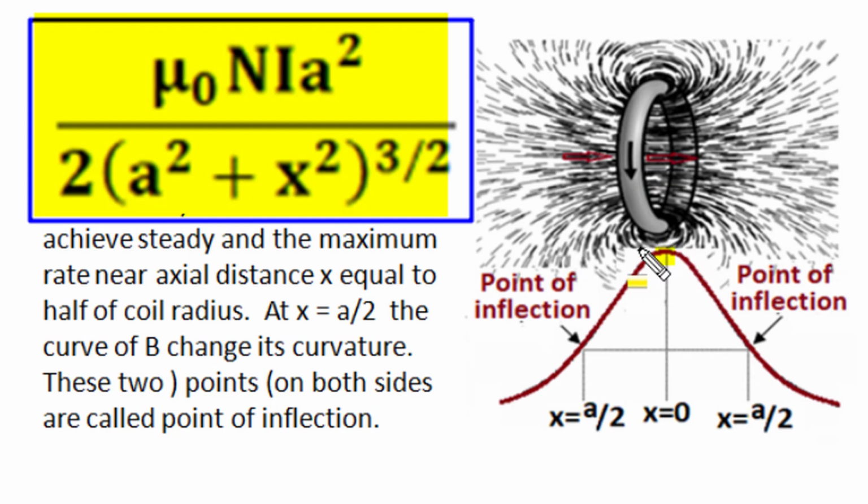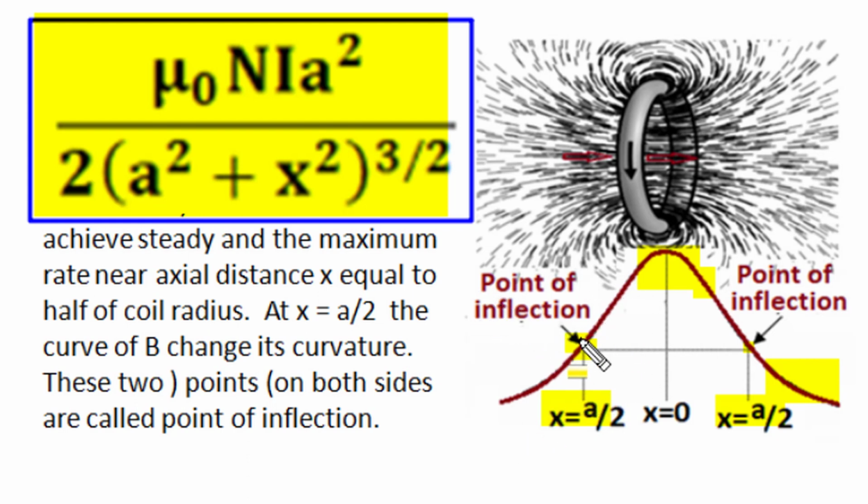For small distances from the center, the rate of change of magnetic field flux density with axial distance is small, but the rate of change increases continuously, and it becomes maximum and constant at axial distance equal to half of the radius. After that, once again the rate of change of magnetic field flux density with displacement changes its curvature, and it decreases continuously in magnitude. So dB by dx, the rate of change of field flux density with axial displacement, is maximum and constant at axial distance equal to half of the radius, and the B versus x curve changes its curvature around this position.